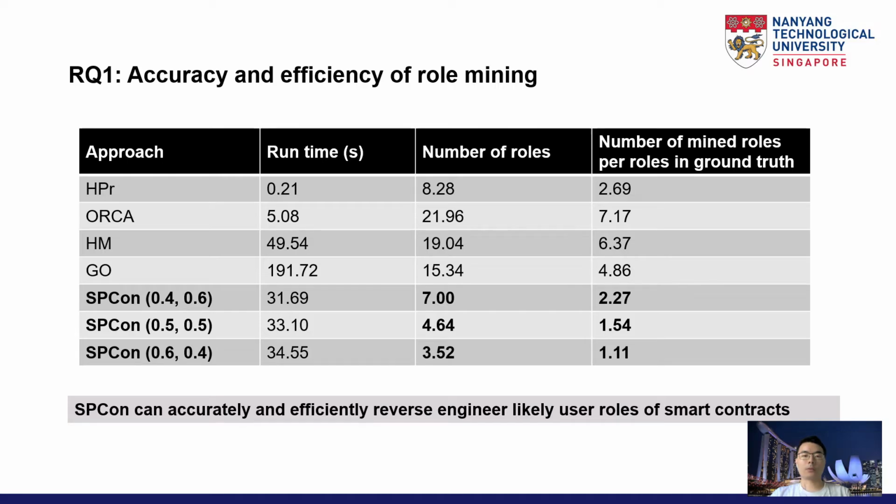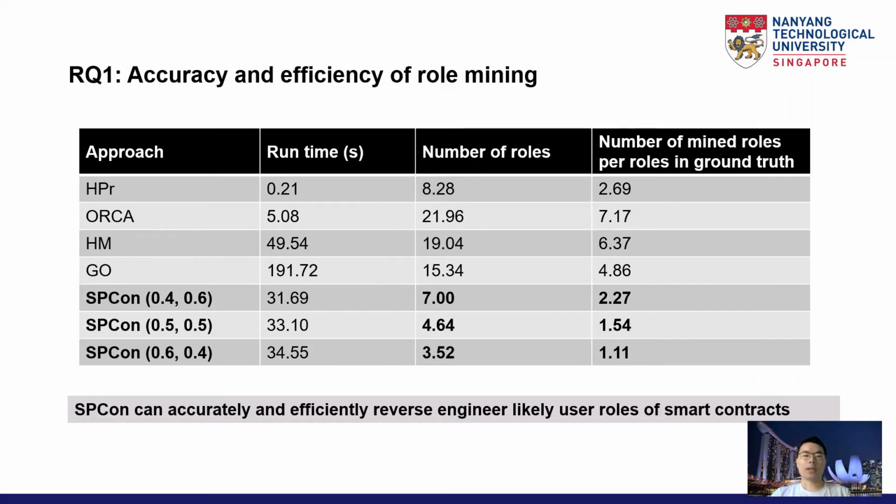We compare our tool with 4 role mining techniques. Our role mining uses a genetic algorithm based on the frequency similarity metric and the consistency metric. We try 3 different weight configurations. Basically, we hope the number of mined user roles is close to that of the ground truth. Overall, our algorithm mines a number of user roles which is closer to the number of the ground truth. Therefore, SBCon works better compared to the existing techniques in role mining for smart contracts.